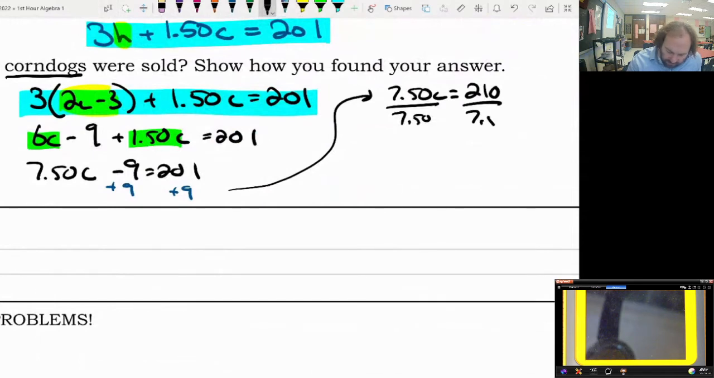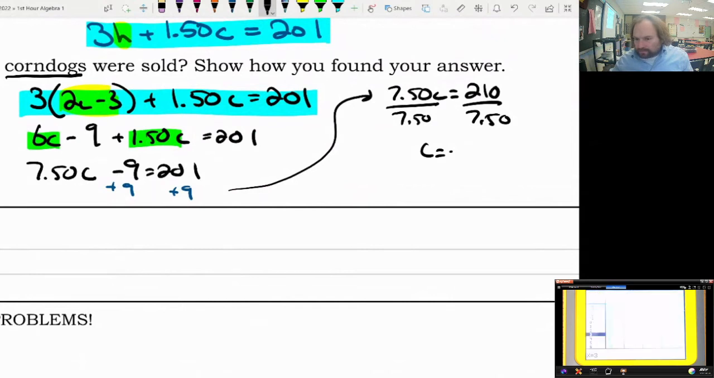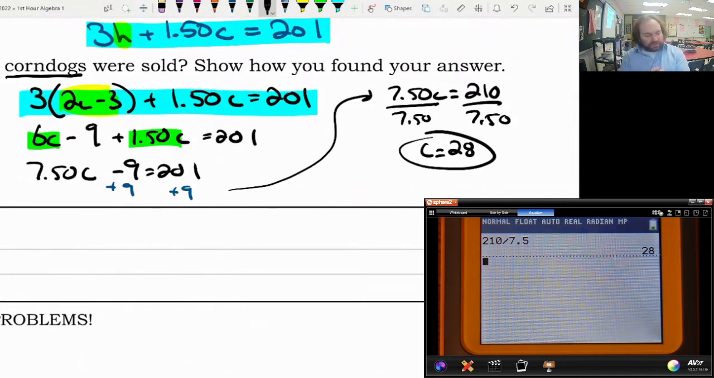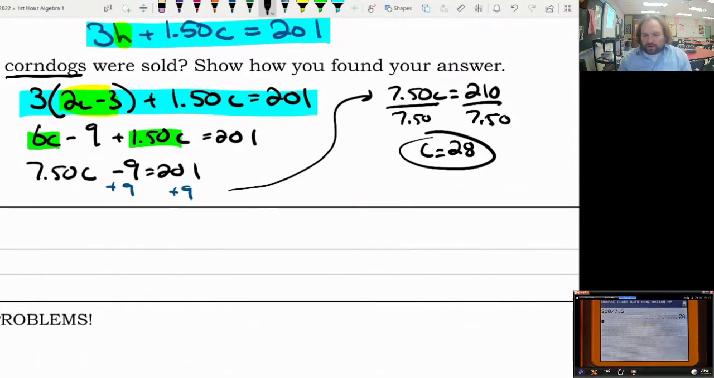I don't know what this is, so I'm going to ask a calculator. Hey, calculator Cam, wake up. Get out of the table there for a minute here. What's 210 divided by 7.5? Oh, it's 28. And it's got to be a whole number because there's no such thing in this problem as parts of hot dogs or corn dogs. You sell 28 of them. And there you go. Cool.